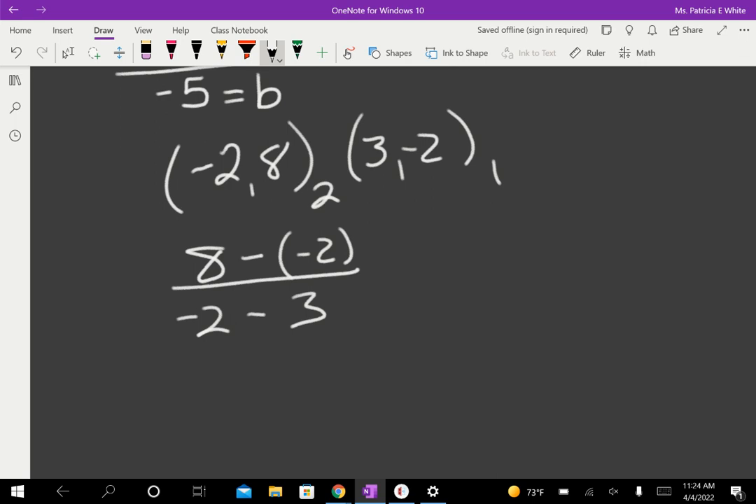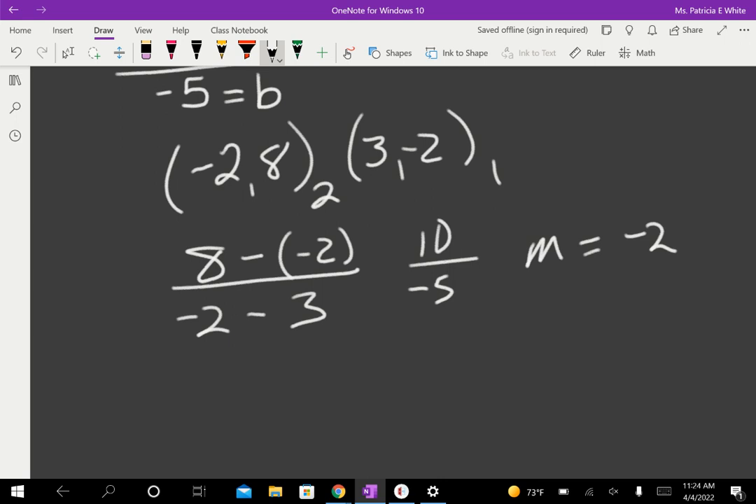3. What is 8 minus a negative 2? Over. What's negative 2? I'm down by 2. I lose 3 more, so now I'm down by negative 5. All right, so what's my m? What is 10 divided by negative 5? So m equals negative 2.